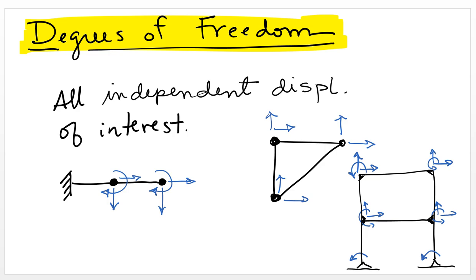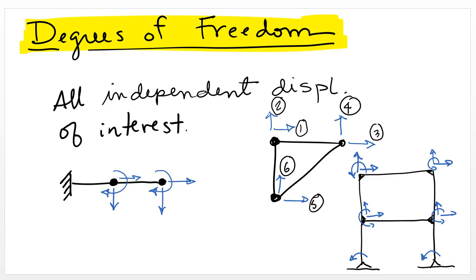If you take a simple space truss here, you have 6 degrees of freedom as well. 2 displacements per node, and then you have 3 nodes, so that boils down to 6.